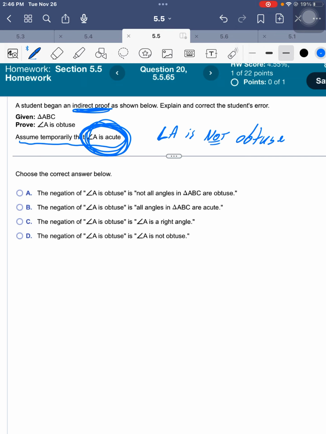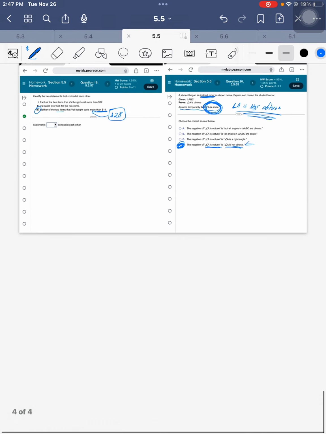That's not how we do it. So what should it be? The negation, or the opposite, remember the opposite? The negation of A is obtuse should be A is not obtuse. So let's look at not obtuse right here. It's D. The negation of A is obtuse is A is not obtuse. So this is the correct answer.